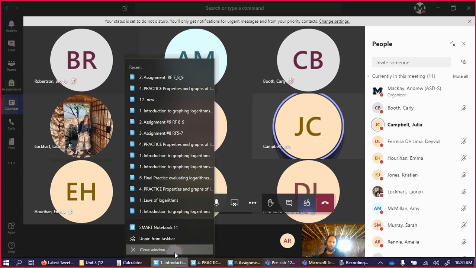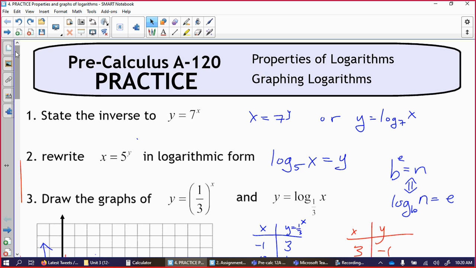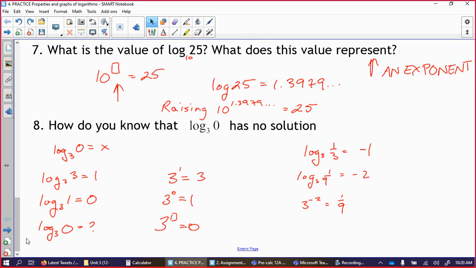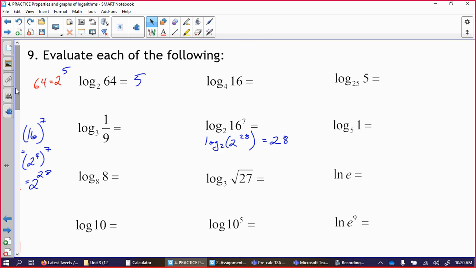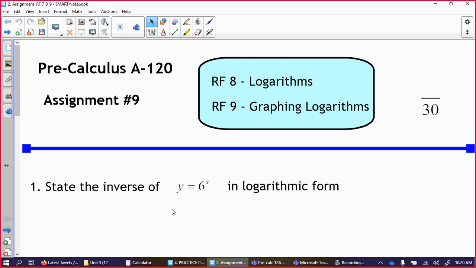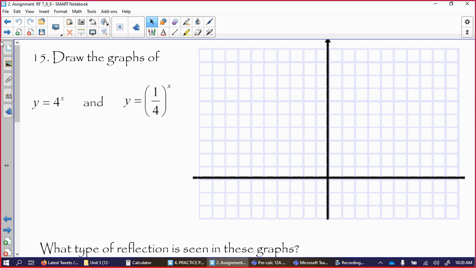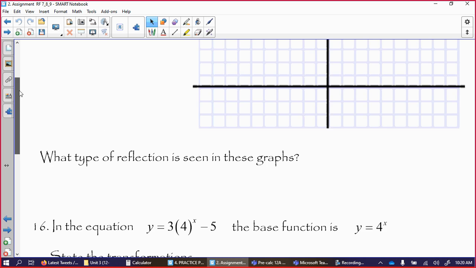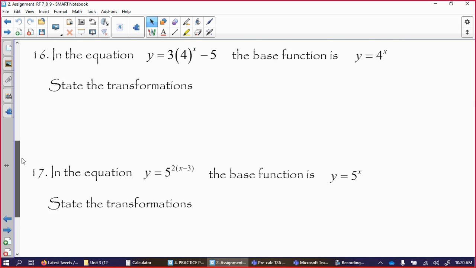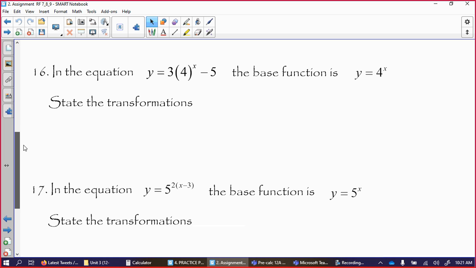Besides the assignment, do we have anything due in this class? Well, you can go through some more of this practice, if you wanted to, and the mapping rule. But the assignment will have, just because I'm piecing it together, draw the graph of what type of reflection, state the transformations, because those two are the same.